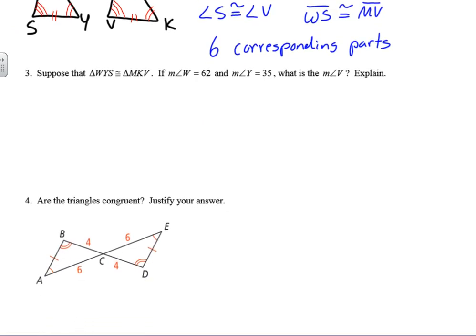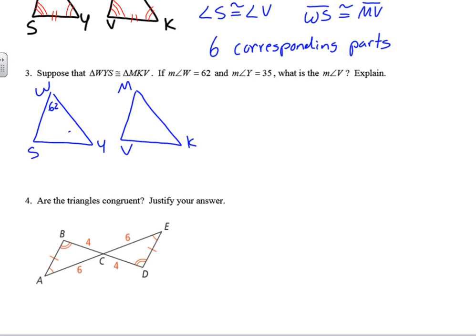All right, so then suppose triangle WYS and MKV. Let's draw something again like this. It says angle W is 62 and angle Y is 35. What is the measure of angle V?